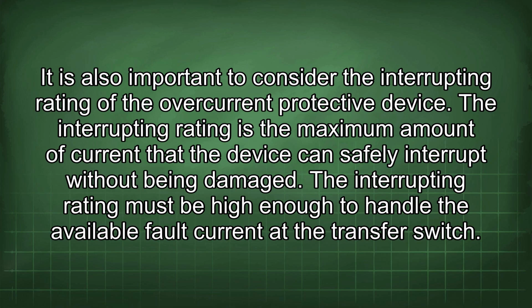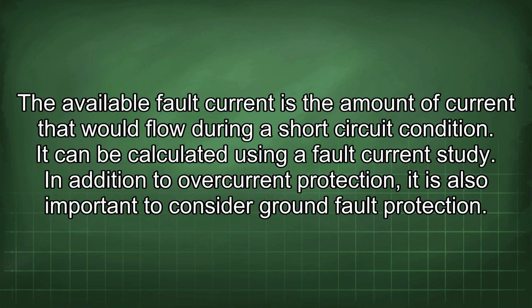It is also important to consider the interrupting rating of the overcurrent protective device. The interrupting rating is the maximum amount of current that the device can safely interrupt without being damaged. The interrupting rating must be high enough to handle the available fault current at the transfer switch. The available fault current is the amount of current that would flow during a short circuit condition. It can be calculated using a fault current study.